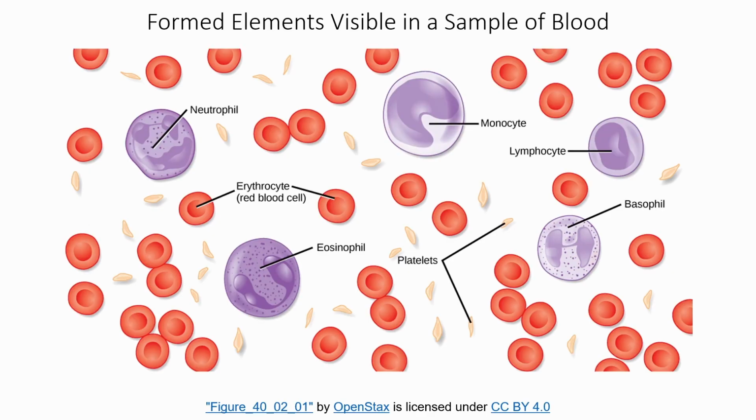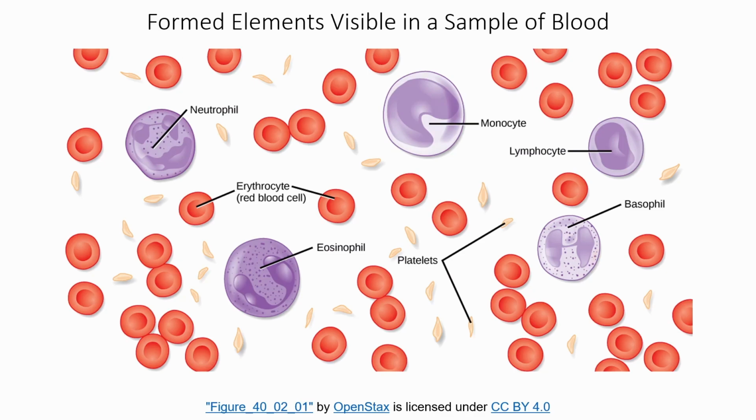So this is just a cartoon depiction of all the formed elements we could see in a blood sample. We'll notice that the red blood cells are all these small red donut-shaped cells. The platelets are much smaller than everyone around them. And then our white blood cells, because we see all 5 of the types we talked about in the last video here, all 5 of them look different from each other.